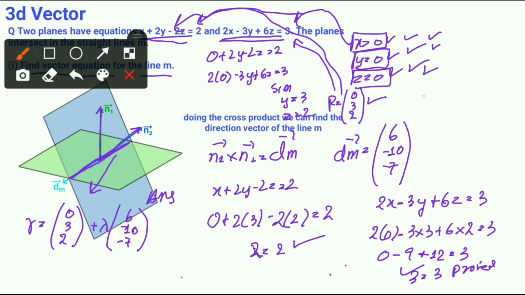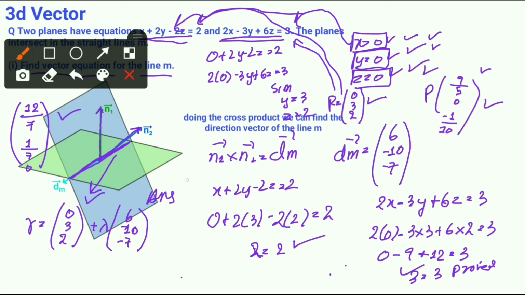If you put x equal to 0, then you will get 0, 3, 2. If you put y equal to 0, then you will get 9 upon 5, 0 and minus 1 upon 10. You can check it, it is correct also. And if you put z equal to 0, then you will get 12 upon 7, 1 upon 7 and 0. All these three position vectors are correct. You can put any one of them and you will get the equation of the line.